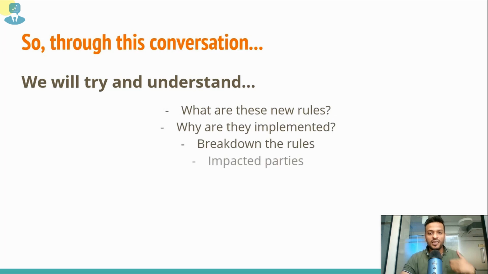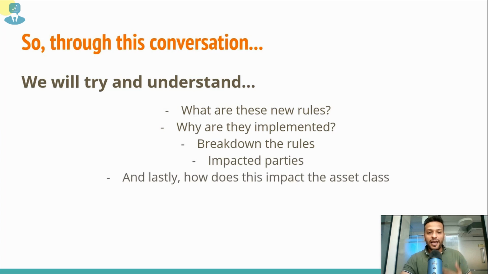impacted parties because of these rules, because these rules have been impacting certain parties in a positive way and certain parties are not at all happy with these new rules. And lastly, how does this impact the asset class? When I say asset class, how does it impact futures trading, options trading, cash market trading? We'll try and break it down for each and every asset class segment. So let us begin our discussion on these new margin trading rules.